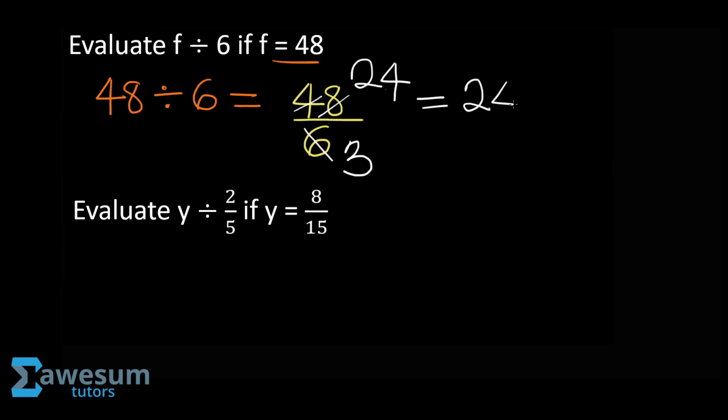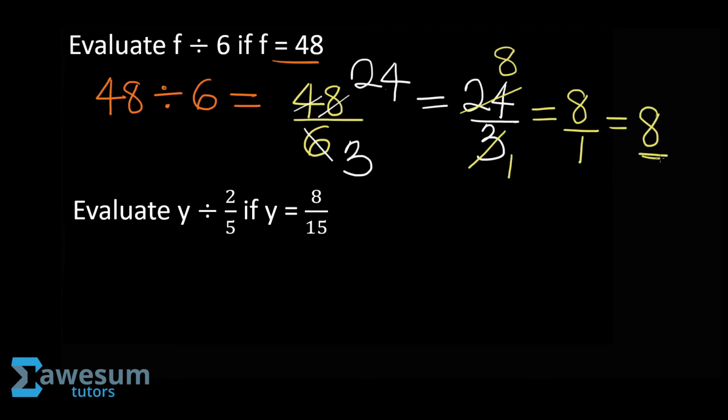24 over 3. If you remember your multiplication table very well, you would realize that 3 is also a factor of 3 and 24. Therefore, I will say 3 in 3 is 1, and 3 in 24 is 8. So my final answer is 8 over 1, and 8 over 1 is the same thing as 8. Very easy, guys. I hope you guys are getting this concept.